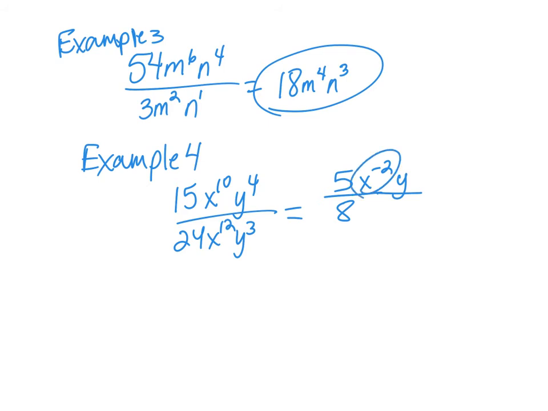Now, x to the minus 2 is a negative exponent, and it is unhappy. So the last thing you've got to do is take that negative exponent and move it. So you get 5y over 8x squared. You'll notice the 5, the y, and the 8 did not move because they were all happy. We only moved the one that was unhappy.